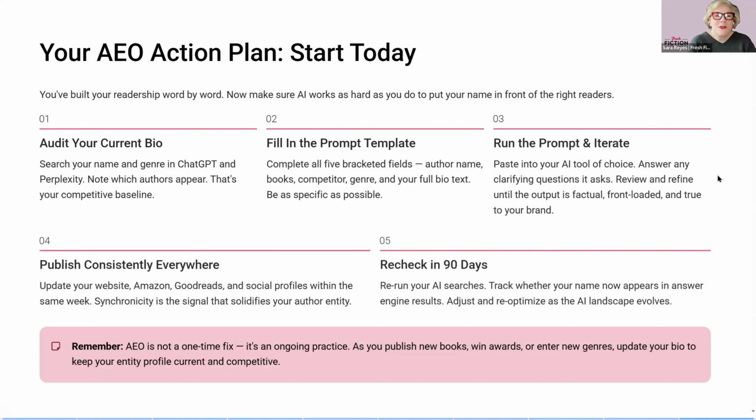So we're going to do our action plan. We're going to do it today. We are going to audit the current bio. I'm going to use 2 examples if we have time. We're going to fill in the prompt template so you can see how it actually works. We're going to run it and iterate it so that you can see what it comes up with and how you actually interact with it. And then afterwards, whoever does this, they can publish it consistently everywhere.